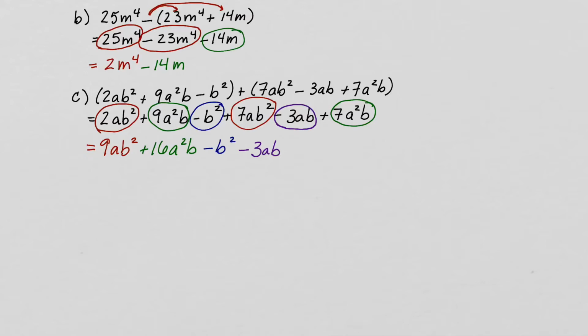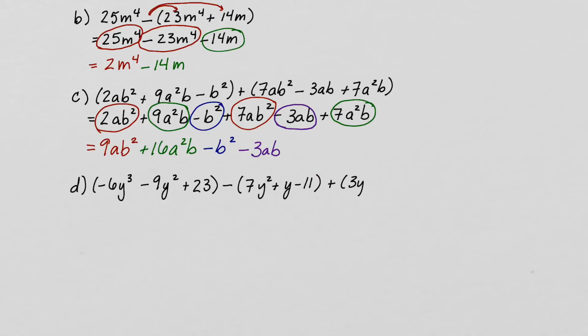And you can use the same thing even if your problem has more than two things to combine. So maybe part D here. Minus 6y cubed minus 9y squared plus 23, minus 7y squared plus y minus 11, plus 3y cubed minus 25.